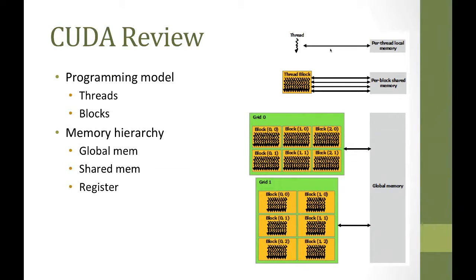There is also a shared memory area. In the shared memory area, only the threads within the same block can access the shared memory. That's the reason why it's called shared memory. It's shared by all the threads within the same block. Shared memory has a much higher memory bandwidth. It can achieve around 1 to 2 terabytes per second, depending on which hardware architecture you have.